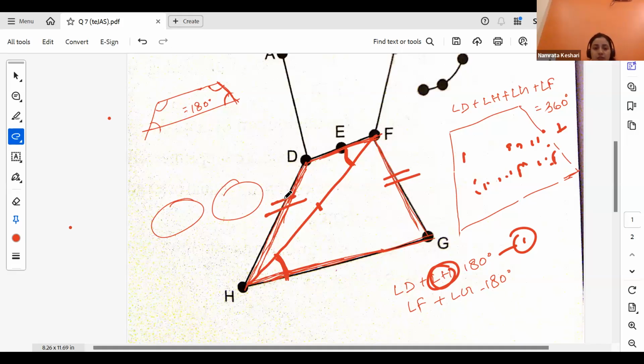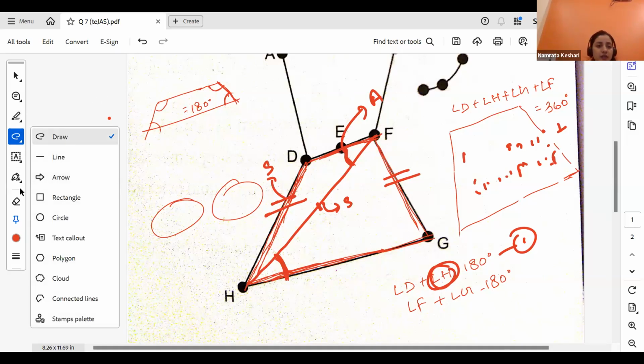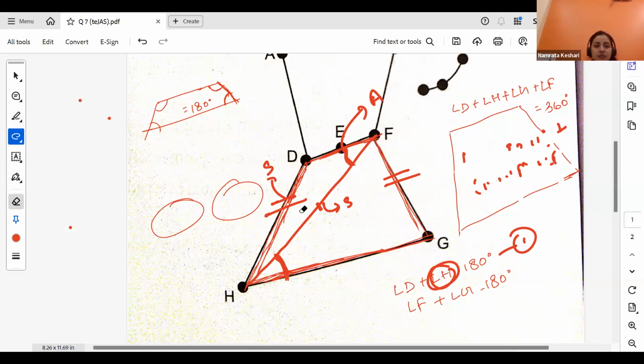Why am I not saying these two triangles are congruent? Check it. This side and this angle. Okay, randomly sides we are getting, random angle we are getting. That's why I can't say these two are congruent. Let me take another triangle. Okay, let's see what can be done.